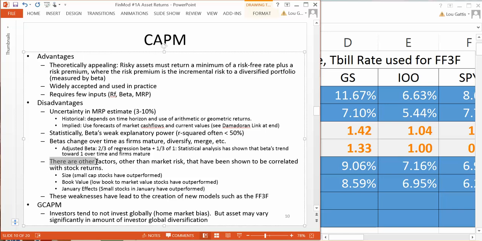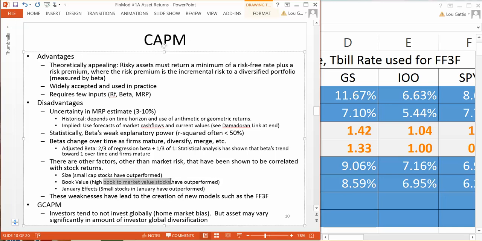Lastly, there's been a lot of attacks on CAPM saying there are other factors that seem to drive equity returns. The two big ones we'll talk about are size and book value. It's been shown that small stocks tend to outperform large stocks. So small cap stocks tend to outperform large cap stocks, and that's relatively persistent. And high book-to-market value stocks tend to outperform low book-to-market stocks. And that is book value of equity divided by market value of equity.